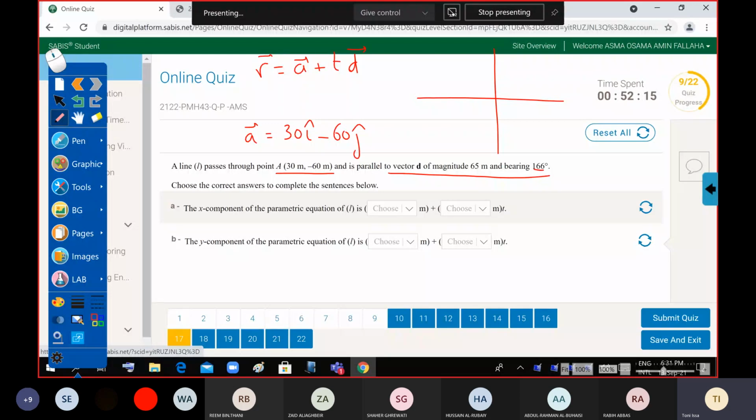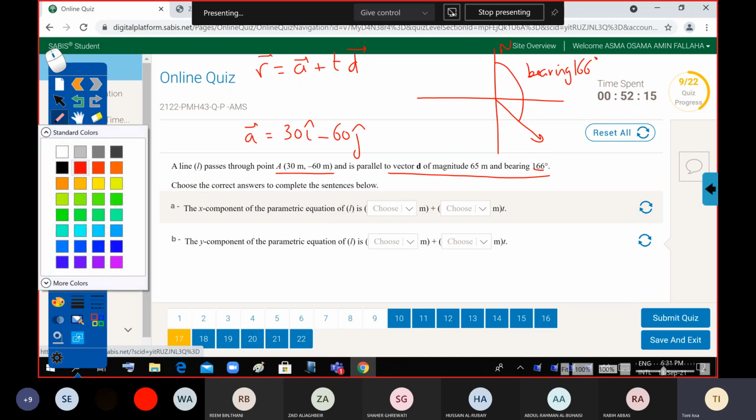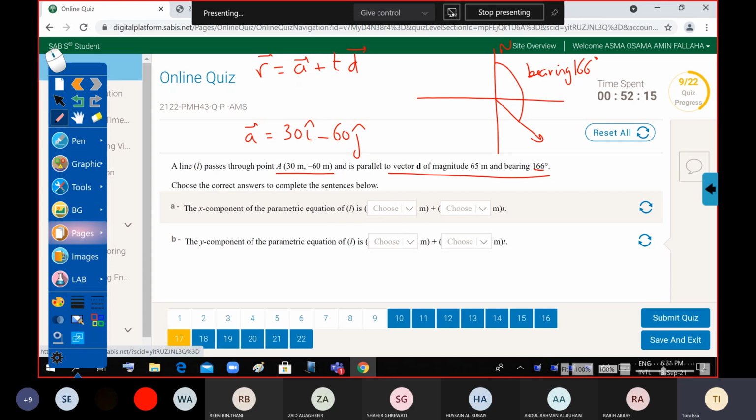Bearing 166, from north I go clockwise. This is bearing 166 degrees. Well, I need to find theta. It means I need to find this angle here. What will be theta? This is 90. So 166 minus 90, we will get 76.